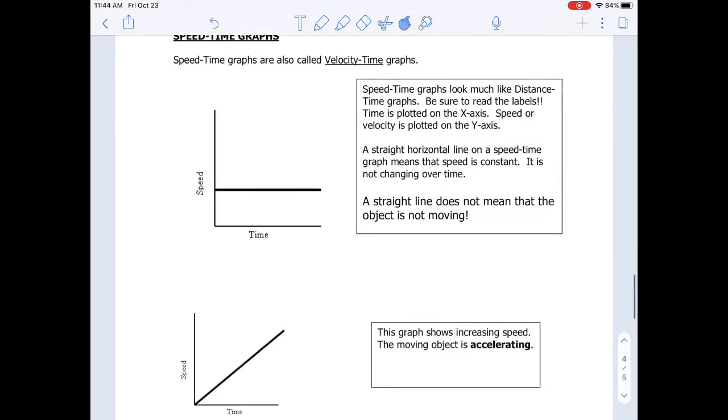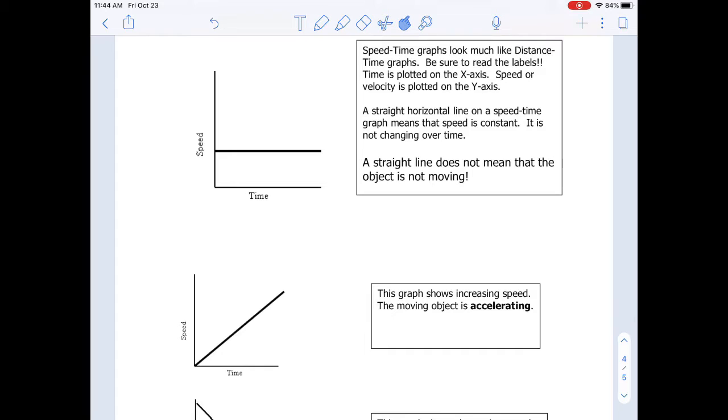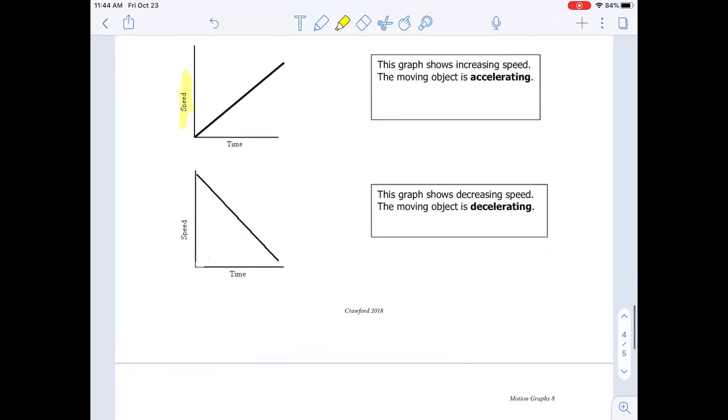Next, we will take a look at speed versus time graphs. Notice that now we're thinking in terms of speed on the y-axis instead of just distance on the y-axis. Again, pause the video and look at these scenarios.